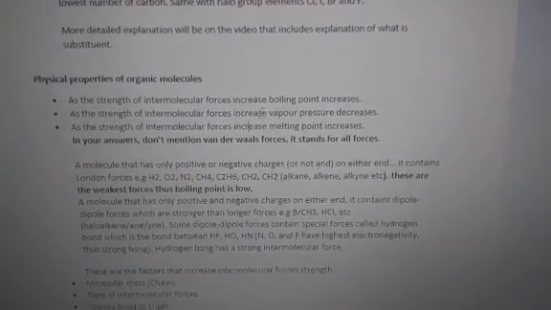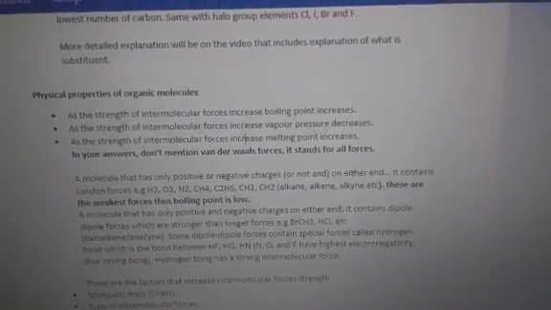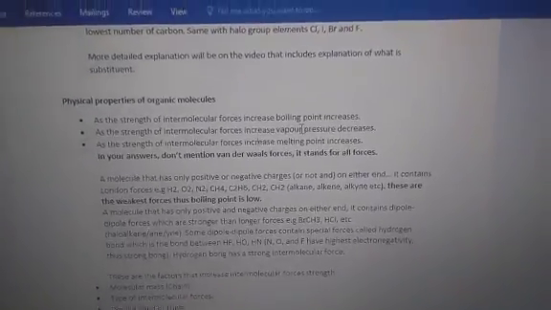Alcohol has weak intermolecular forces, so it has a low boiling point and higher vapor pressure.